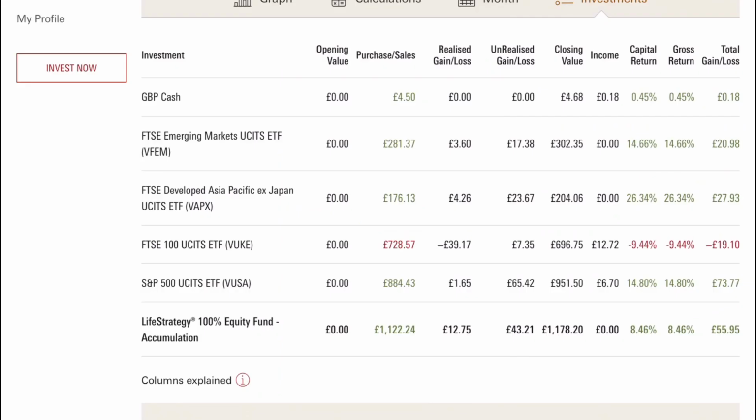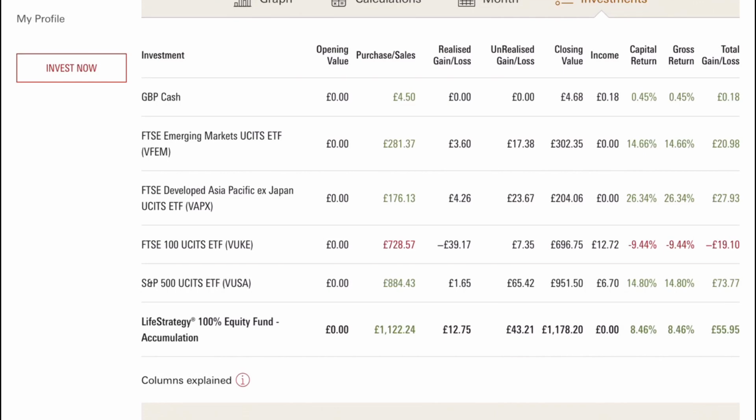If we take a look at all of this in terms of my individual investments, you'll be able to see that my investment in the emerging markets is now up over 14%, seeing it return to me over £20. The FTSE Developed Asia ex Japan is the fund that I've held for the shortest period of time, and I was fortunate enough to buy into this during the dip of coronavirus, and therefore it's netted me a rate of return of over 26% in around the month that I've been investing into it.